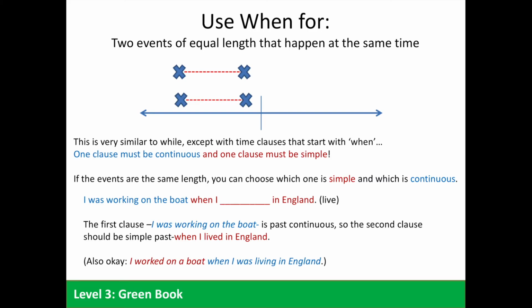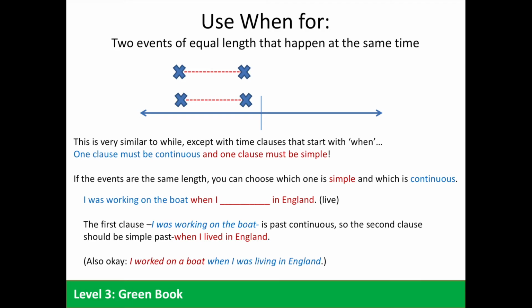We can also use when for two events of equal length and time that happen at the same time. So again, this is very similar to while, except that these are time clauses that start with when. So one clause must be in the continuous, and one clause must be written in the simple past. If the events are the same length, you can choose which one is simple past and which one is past continuous. So for example, I was working on the boat when I blank in England.